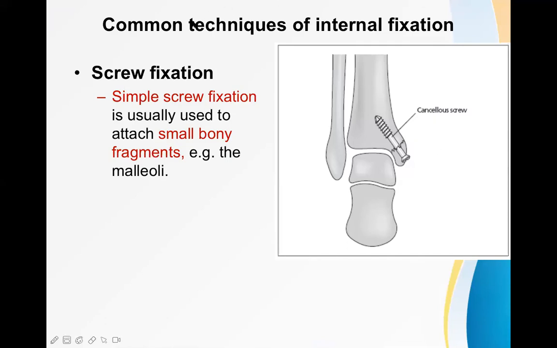Now let's move further. Now let's know about some of the techniques of internal fixation. The first one is screw fixation. You can clearly see here in the picture. This is a cancellous screw because this is a cancellous bone. So this type of screw is applied on the fracture site.